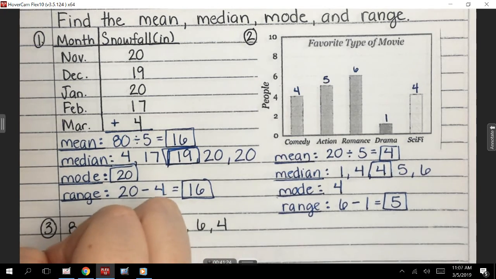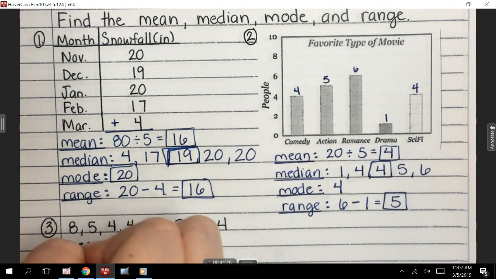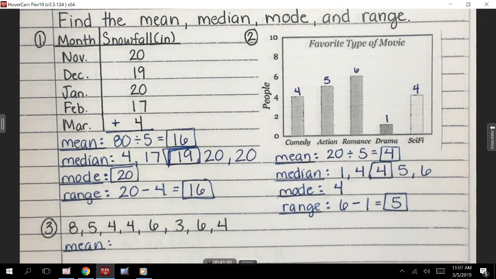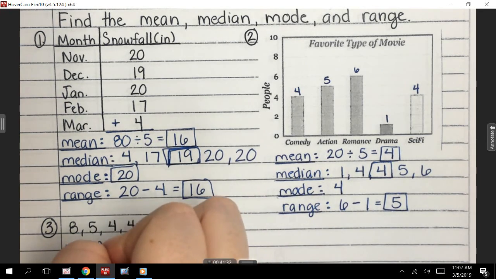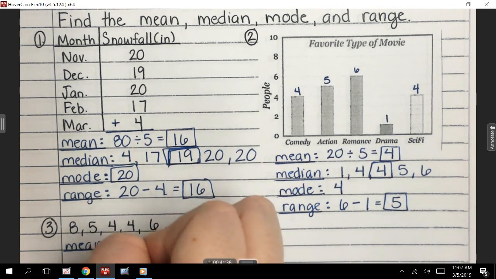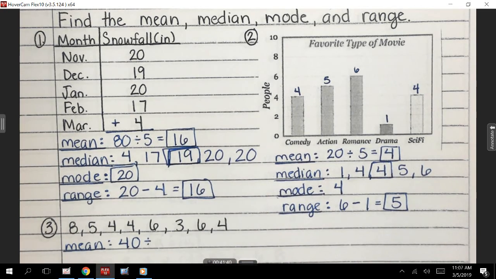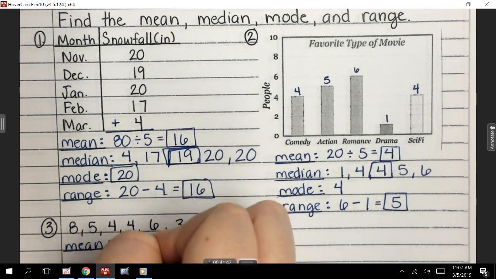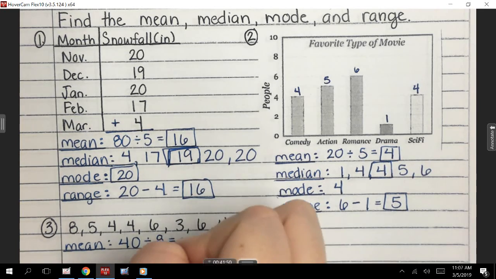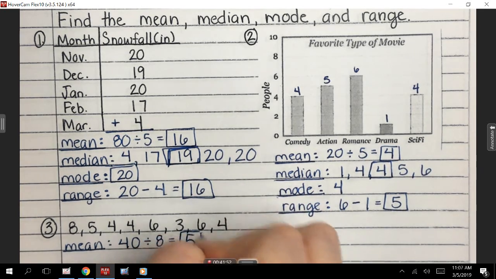All right, number 3, same concept. We're doing the mean. The mean means we got to add them up. When I add them up, I get 40. What am I going to divide by this time, Amaya? 8. Perfect, because it's 8 numbers that we added. So we divide by 8. 40 divided by 8. Count them again. 1, 2, 3, 4, 5, 6, 7, 8. You get 5.